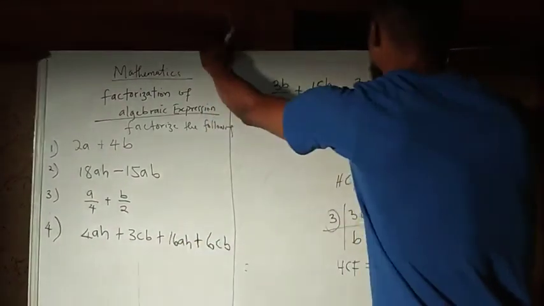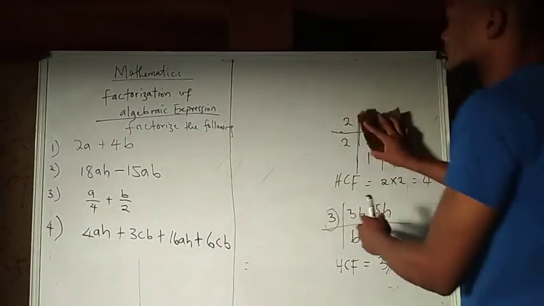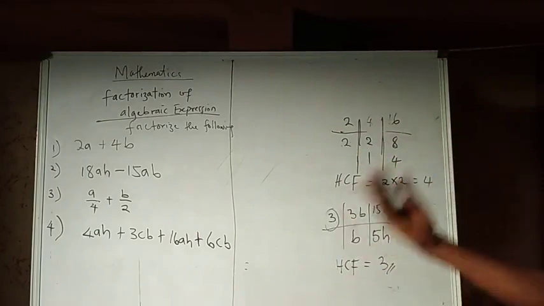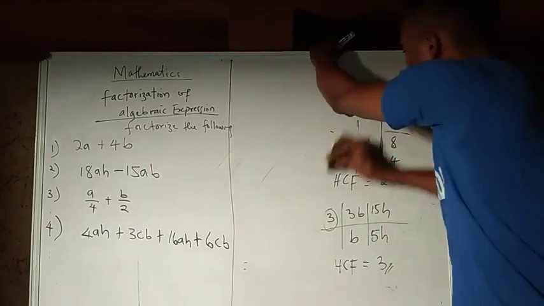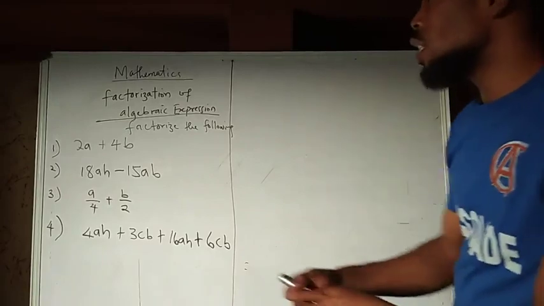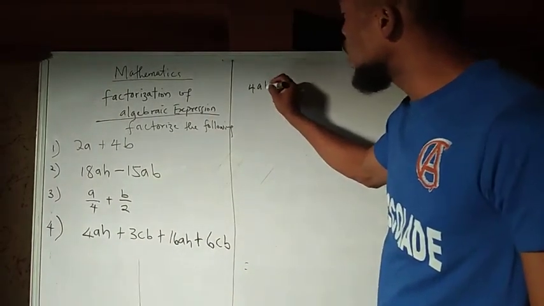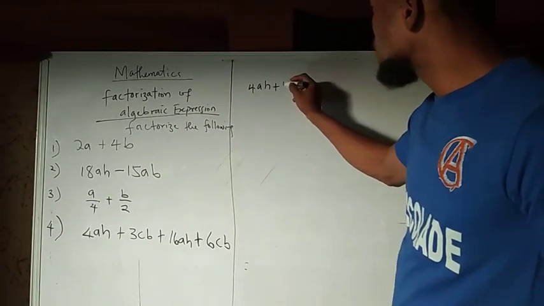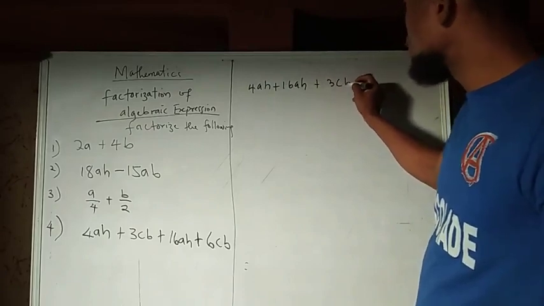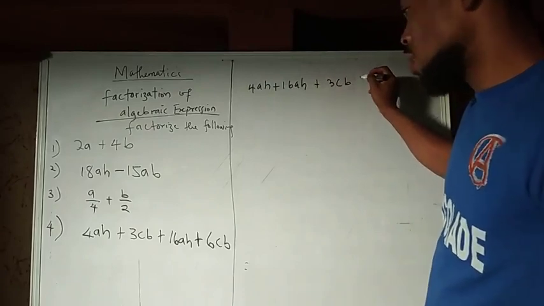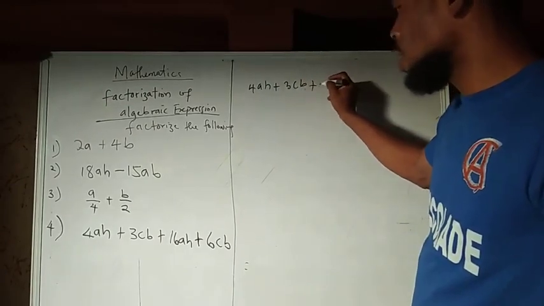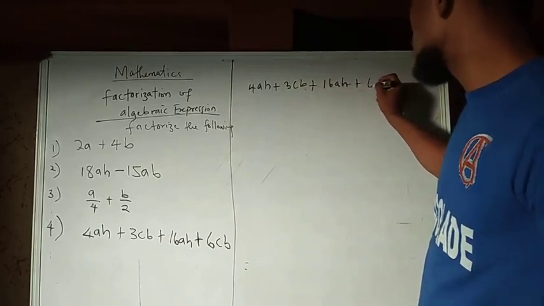Let's look at this one, the last one here, which is quite simple. Please, if I have erased this in so much of a hurry without giving you time to, you can go back, pause the video and look at it. Okay, so having done that, let's go to the next one, the last question here. 4AH plus 16AH plus 3CB. Okay, sorry, I'm actually working on it. 4AH plus 3CB plus 16AH plus 6CB.